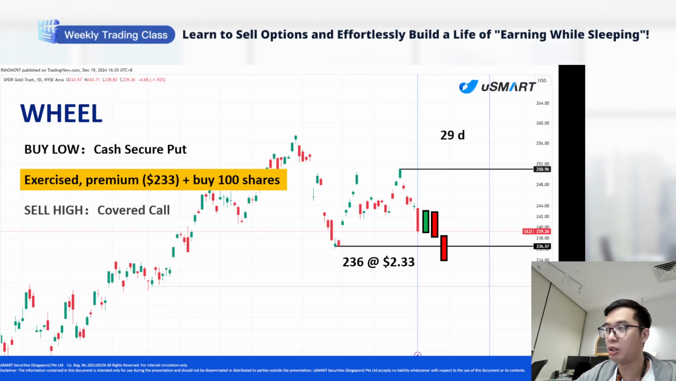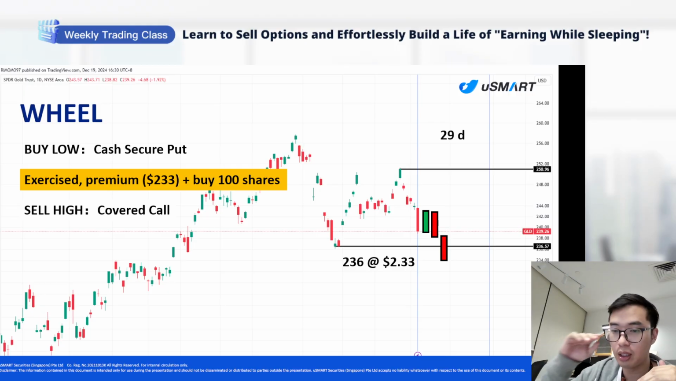All right. So the idea is you want to buy at this price. While waiting for it to hit, if it stays above 236 and doesn't hit, you will keep on selling these puts, and you continue to get $233. However, if it hits 236, you have already received this premium. Once you open the sell, you directly receive the premium. Then you will buy it at $236. It's that simple.